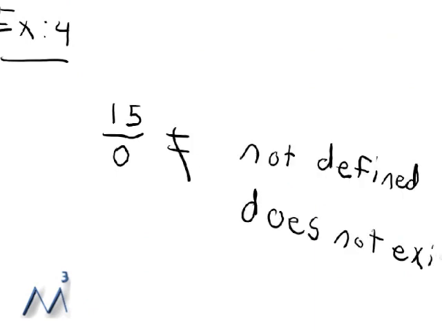Example 4. Say we have something divided by 0. So 15 divided by 0. Is that even possible? No. This cannot equal anything. It is not defined, or does not exist. Even if you have negative 15 divided by 0, you will not get any number. It is not defined. And 0 can't be negative, so you won't find anything like that. So anything divided by 0, you cannot define.